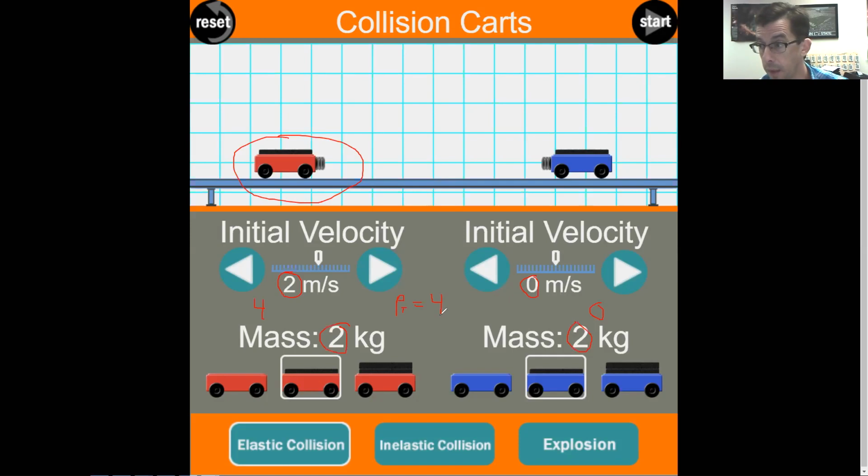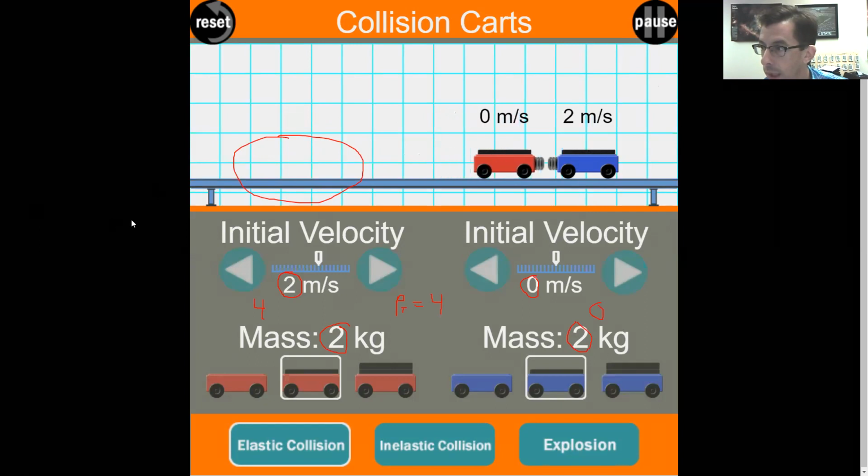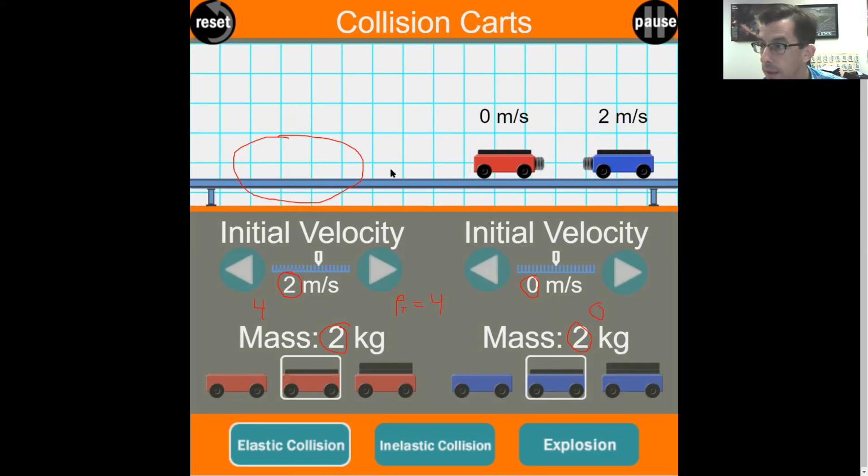Now, once I've got those values set, and I may have filled in that P total, I need to actually let the collision happen, and then pay attention to the velocities of each cart afterward. I'm going to hit start, and I'm going to be very patient and allow my red cart to collide into the blue cart. Okay, they collided. Now notice that my red cart came to a stop.